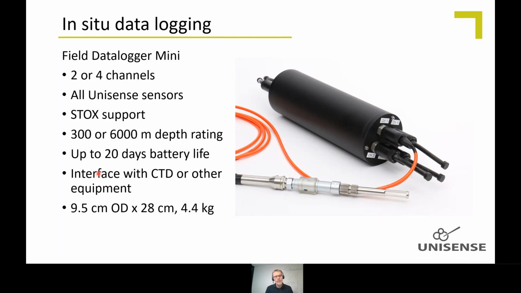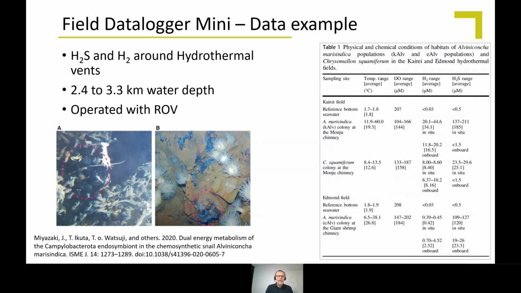You can see it on deck of a ship. It's a relatively small cylinder that's easy to get room for in a CTD rosette sampler or wherever. In this example, it has been deployed with an ROV around hydrothermal vents off Japan, I believe, at 2.4 to 3.3 kilometers water depth, measuring hydrogen sulfide and hydrogen around these vents. You can see these organisms thriving around the hydrothermal vents, many of them living from sulfide or hydrogen as an energy source.